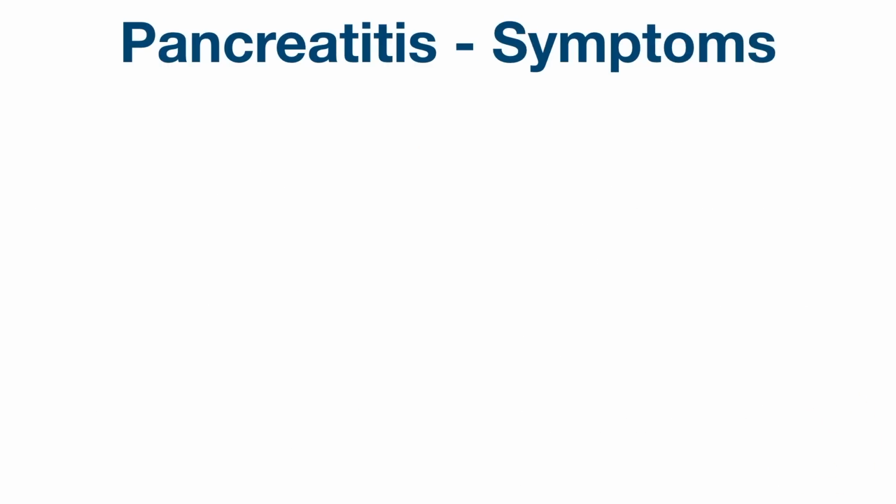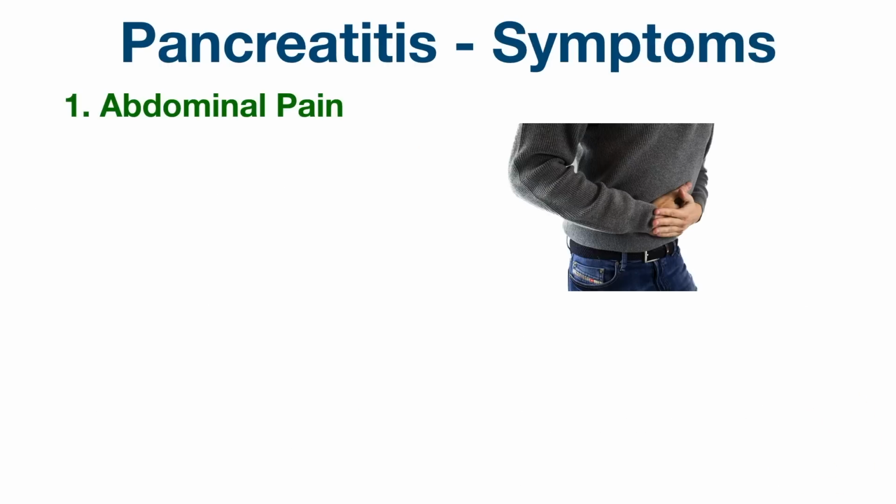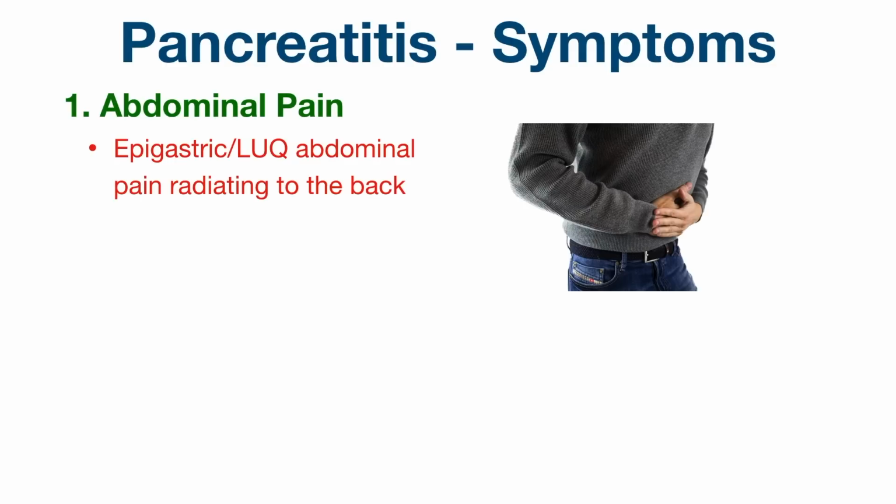Let's move on to the symptoms of pancreatitis. Abdominal pain is the hallmark symptom of pancreatitis and is present in the majority of cases. The pain is often described as severe and sharp, located in the epigastric or left upper quadrant region, and radiates to the back. Epigastric or left upper quadrant pain radiating to the back is a buzzword phrase that commonly shows up on exams, so remember that.